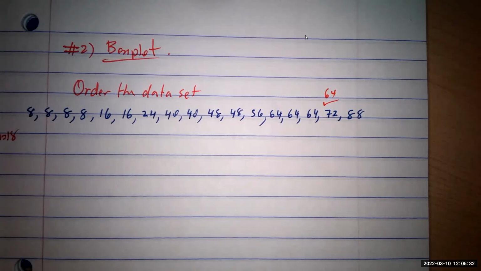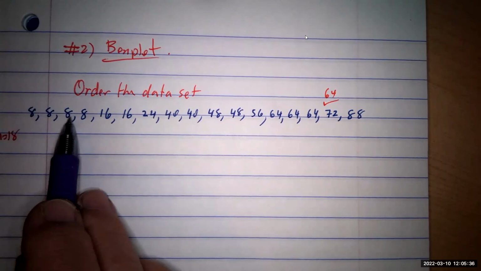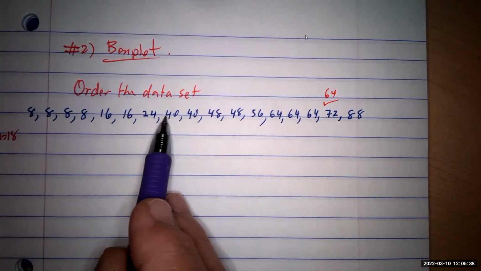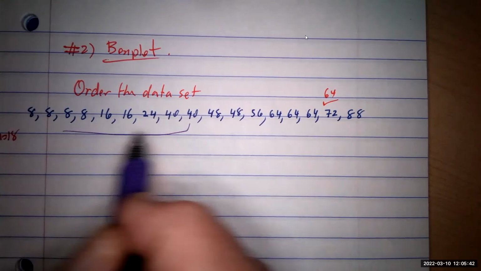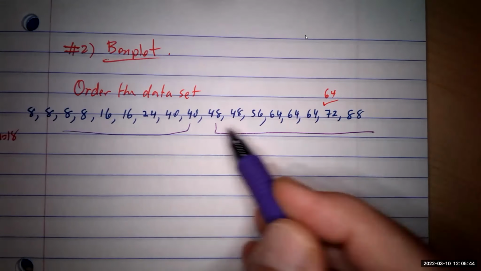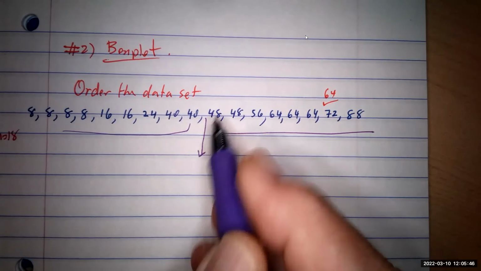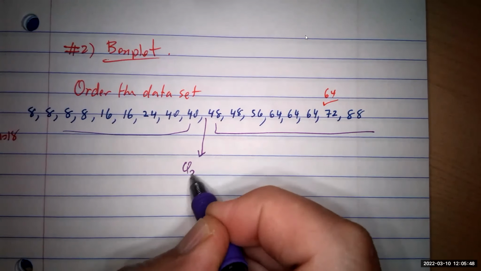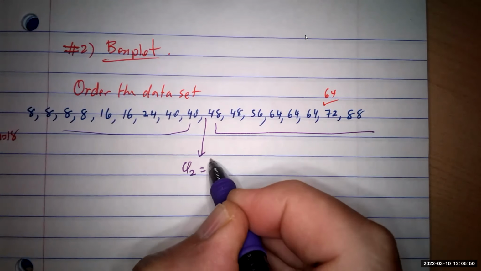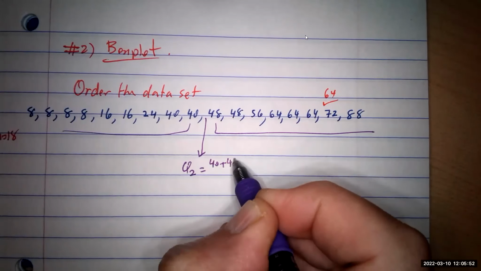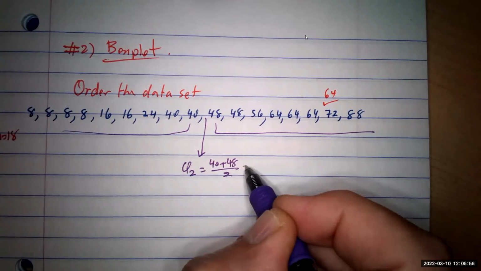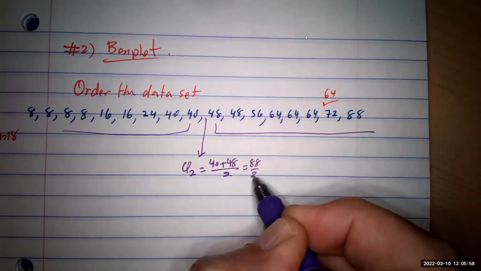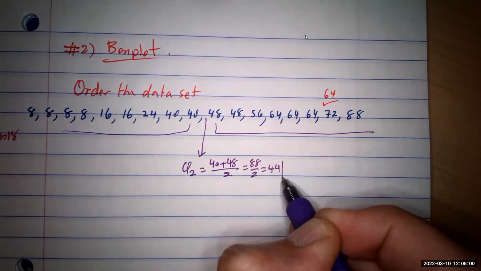The Q2 is 18, 9 to the right, 9 to the left. 1, 2, 3, 4, 5, 6, 7, 8, 9. And this is going to be 9. So there is nothing in the middle. So the Q2 is going to be the average of the 40 and 48 divided by 2. That would be 88 divided by 2, which is a 44. So that's Q2.